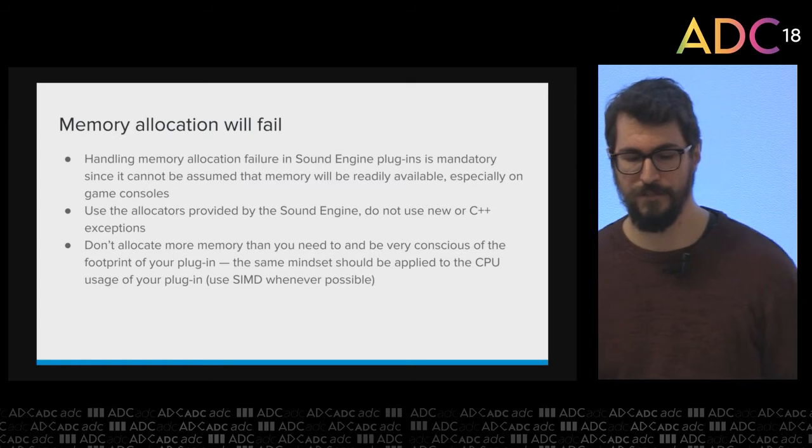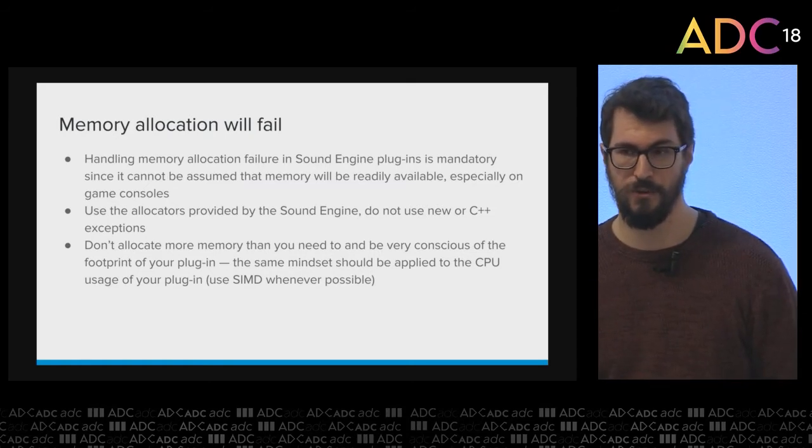Handling memory allocation failure is very important. It can happen very often on consoles. So that's something that needs to be handled further than just saying, oh, I'm out of memory, I'm not doing anything. That has to be accounted for. And finally, you have to be very conscious of the footprint of your plugin in general, so for the memory, but also for the CPU. So optimize whenever you can using SIMD, which is used in pretty much all of the helper functions that we provide in the SDK.